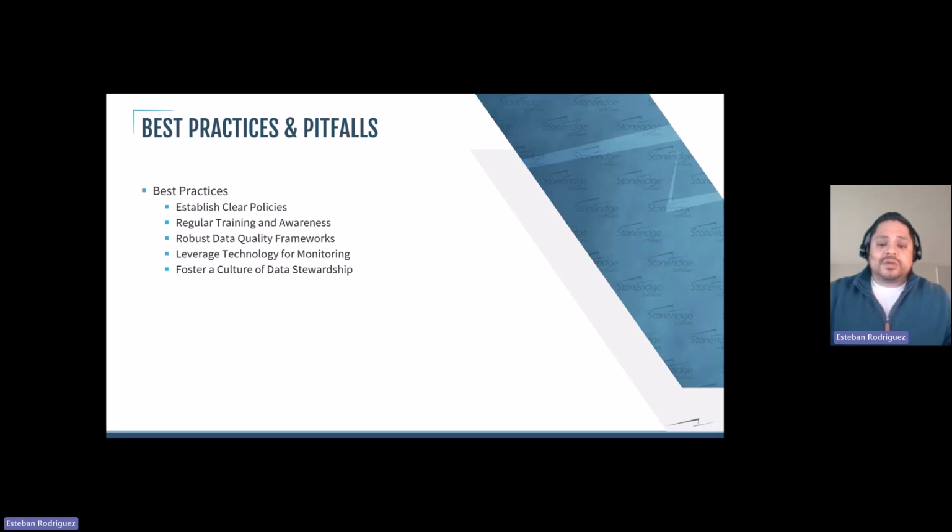And lastly, fostering a culture of data stewardship across the organization is critical. When everyone from top executives to entry-level employees takes ownership of data protection and compliance, governance processes are more likely to be successful. This culture encourages proactive behavior, such as reporting discrepancies or suggesting improvements, which can significantly enhance the effectiveness of your governance framework.